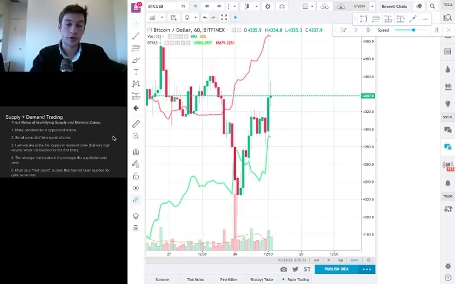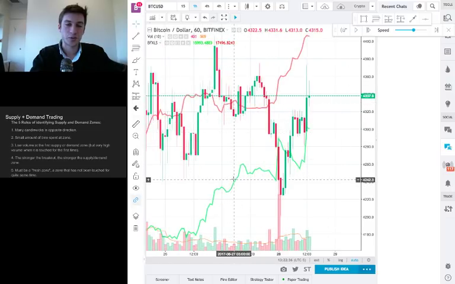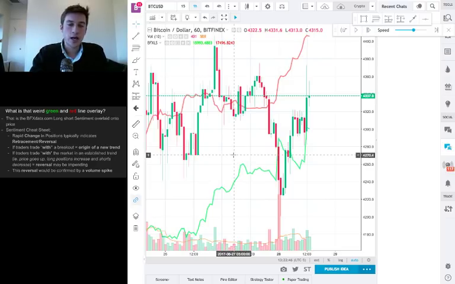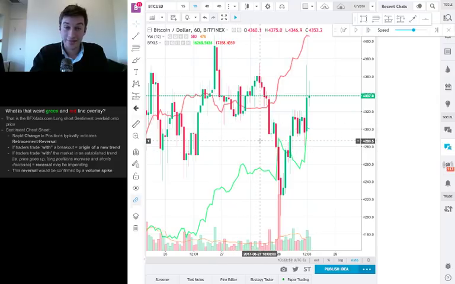But the most important and the most obvious elephant in the room is this green line and this red line, which is right here. So what is that weird green and red line overlay? Let's talk about that. Read this right here. This takes some getting used to, and it's also not the prettiest, but like I've said and repeated myself many times, if you can learn how to trade with this, then you will be ahead of the market and you'll have an edge.